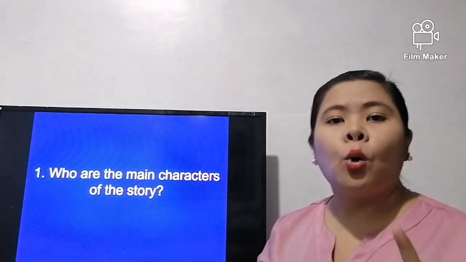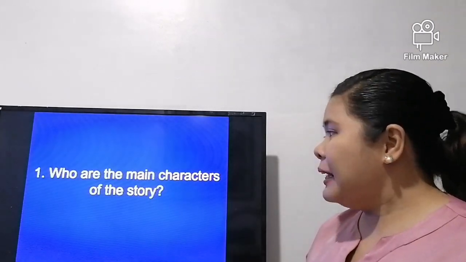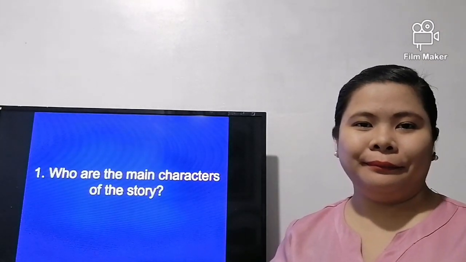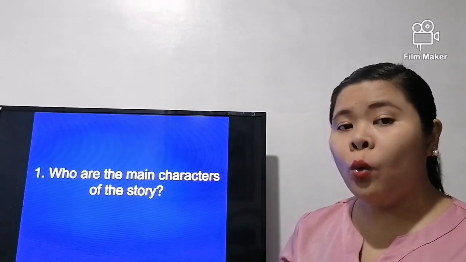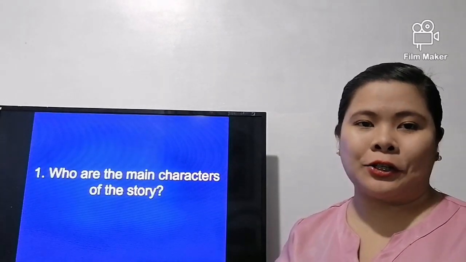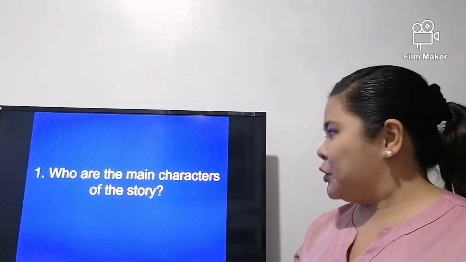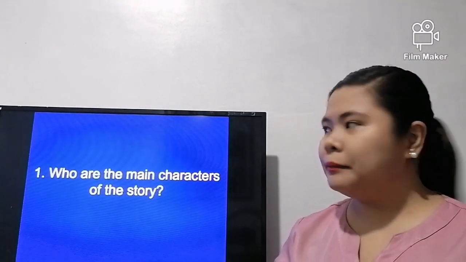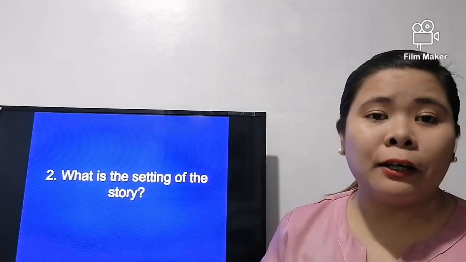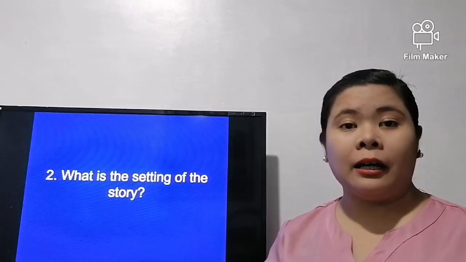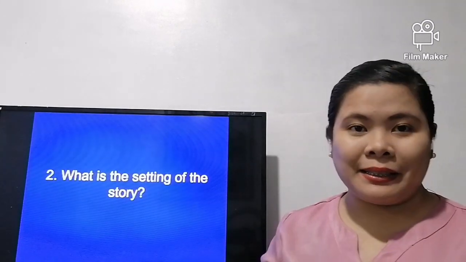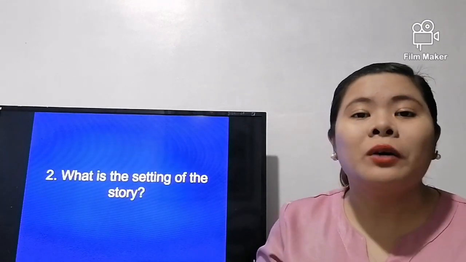First question. Who are the main characters of the story? Second, what is the setting of the story? Time and place. Time and location.